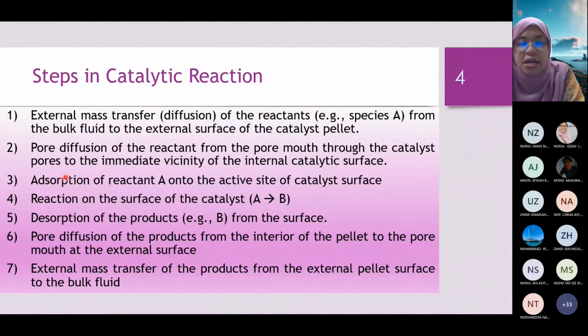Okay. And then step 3, adsorption of reactant A onto the active site of the catalyst surface. Step 4, reaction on the surface of the catalyst. Step 5, desorption of the product from the surface. And then step 6, pore diffusion of the products from the interior of the pellet to the pore mouth at the external surface. And finally, step 7, external mass transfer of the products from the external pellet surface to the bulk fluid.